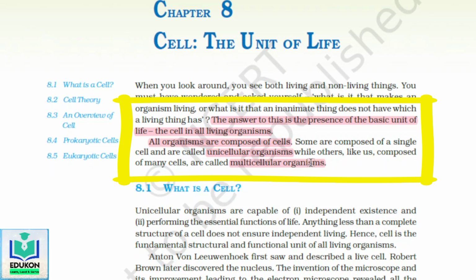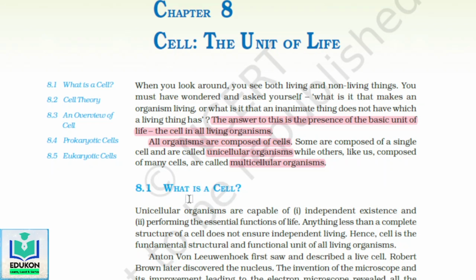So now we saw the difference between living and non-living things: the presence of cells in all living organisms, which is completely absent in non-living or inanimate things. Also, organisms may be composed of a single cell, called unicellular or single-celled organisms, while others like animals, plants and us humans are composed of many cells and are called multicellular organisms. So coming to the other section, what is a cell?